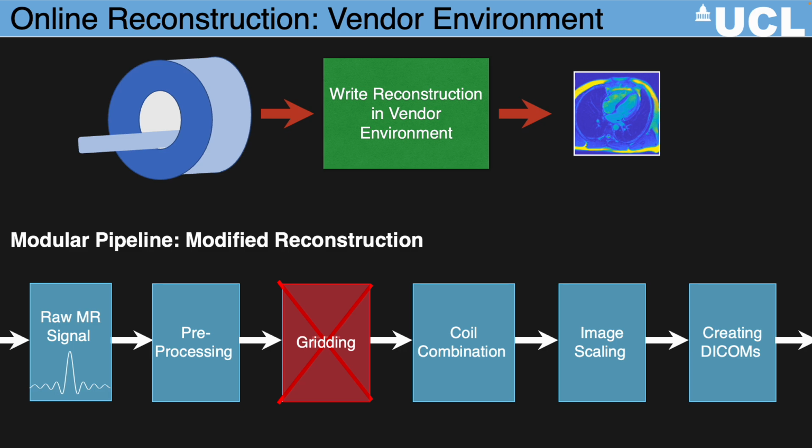For some vendors, it may be possible to modify the existing pipeline. For example, it may be possible to remove a block and replace it, skip an entire block, or add a new block into the pipeline.